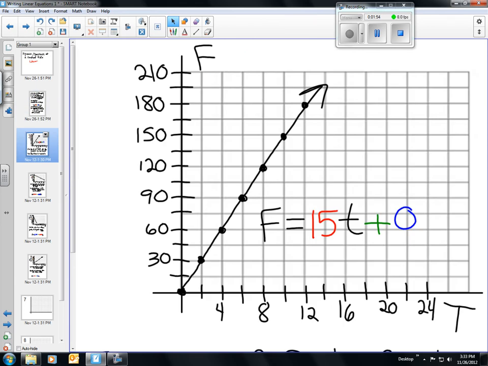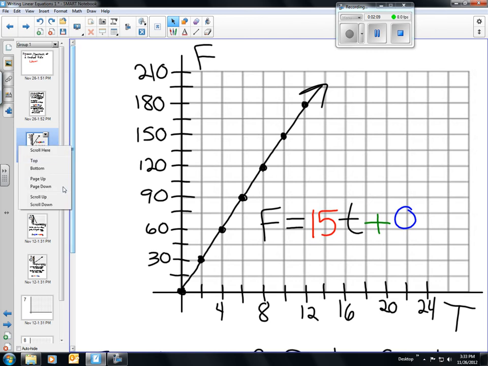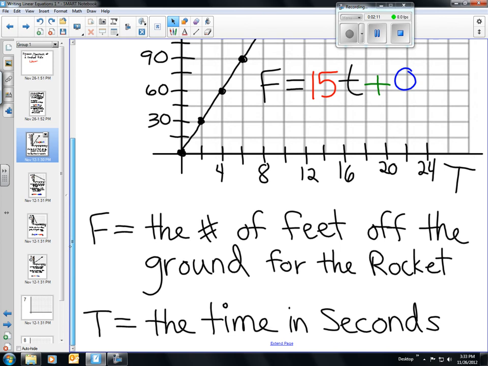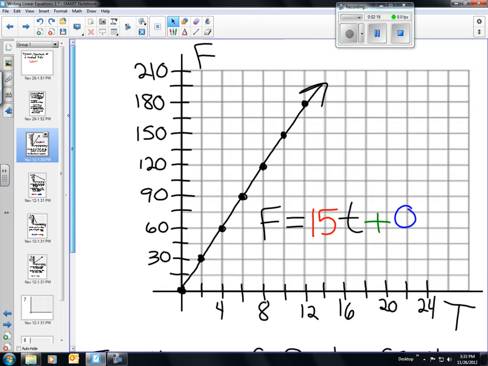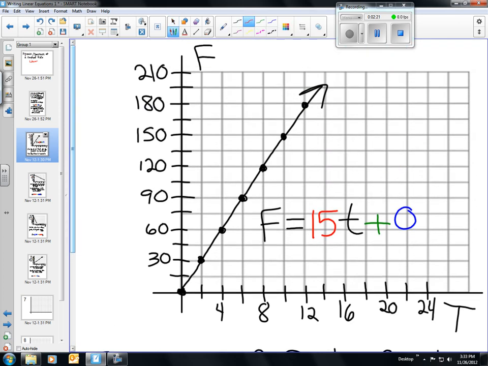Now, here's a graph that you may be given, and your task is to write the equation of the line. I already went ahead and wrote the equation of this line. It's f equals 15t plus 0. But let's give some context here of what this means. So we have two variables, f and t. Let's say f is the number of feet off the ground for the rocket, and t is the time in seconds. Here we can see that the starting point of the rocket was 0 feet off the ground, so that's why we have a plus 0 here.